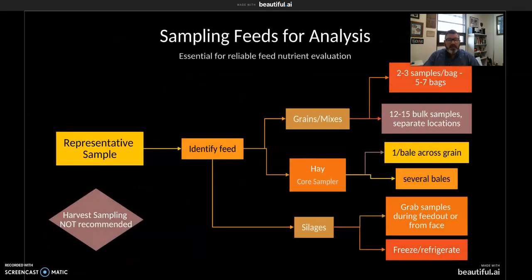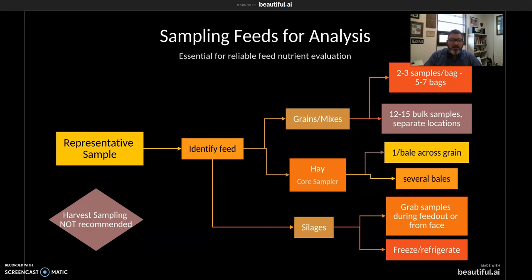Somewhat of a busy slide here, but let's talk briefly about sampling feeds for analysis. And I'll pause for a second and really stress this, because it's essential to have a proper sampling technique in order to make sure that we have reliable feed nutrient evaluation, because a bad sample is going to result in bad results. So first things first is we're going to take a representative sample.